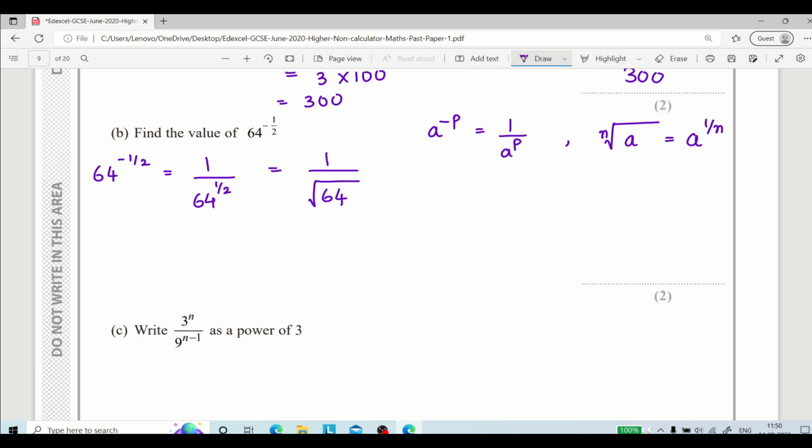So what is the square root of 64? Yes. So it is going to be plus 8 or minus 8. Am I right? So yes, you'll write it down 1 over 8 or minus 1 over 8. So that is your answer.